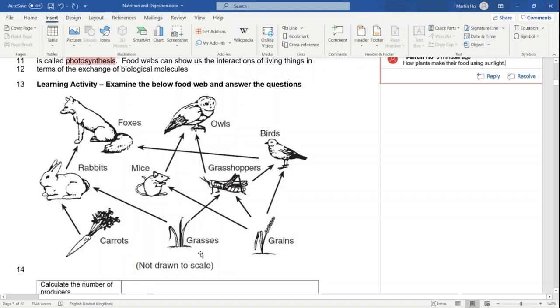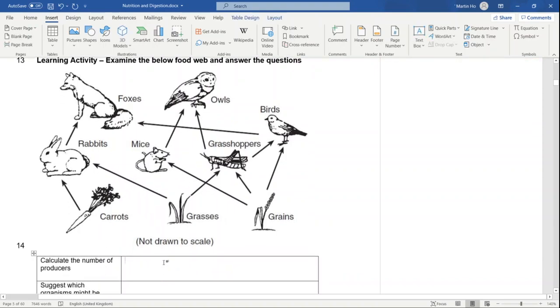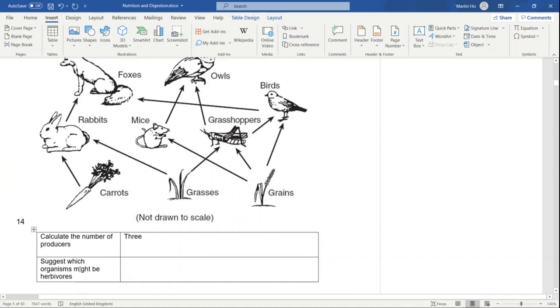So using this food web, we're going to answer a couple of questions on this table below. Calculate the number of producers. So producers, again, do not consume anything else, so they shouldn't have any arrows pointing towards them. We have carrots, grasses, and grains. There are 3.